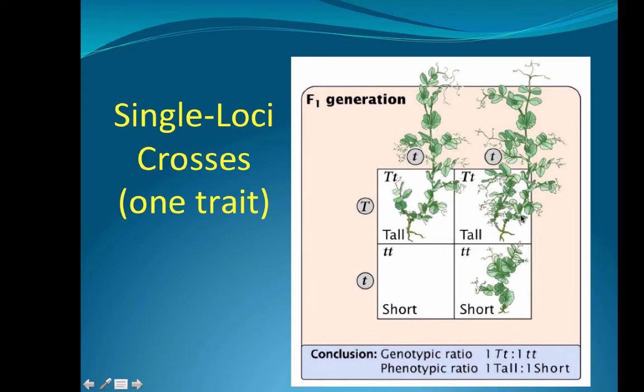Same scenario for this square as well, but when we get down to the bottom squares, we're going to get inheritance of a small t from mom and a small t from dad, and that's going to result in a short plant. And so the two phenotypes are tall and short. The trait is height, but the allele combinations, big T or little t, can result in either a tall or a short plant.